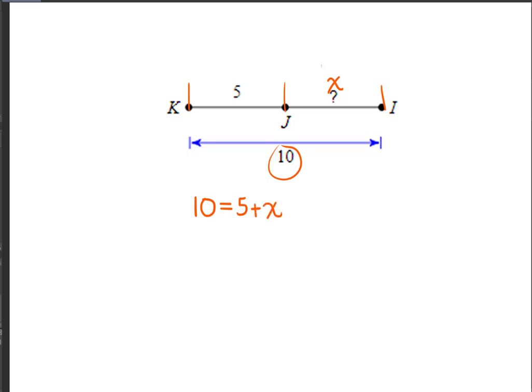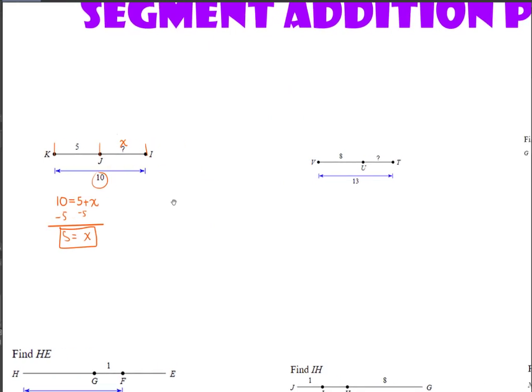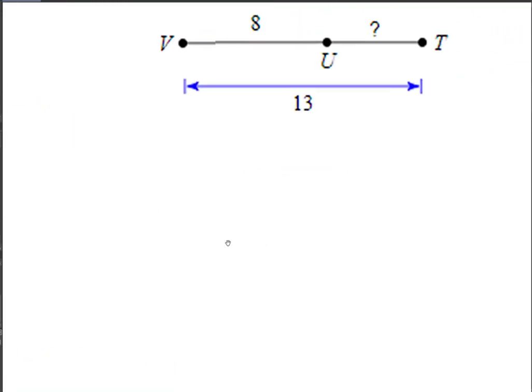So now I have a very simple equation that I can solve for x. And you can think of this like a puzzle. Basically, I have this big piece, I know I have this small piece, and I want to know what this is. You do that by subtracting 5 from both sides. And I get x is equal to 5. And that's my answer, okay? X equals 5. All right, so that's a pretty simple problem. Hopefully that made sense to you.